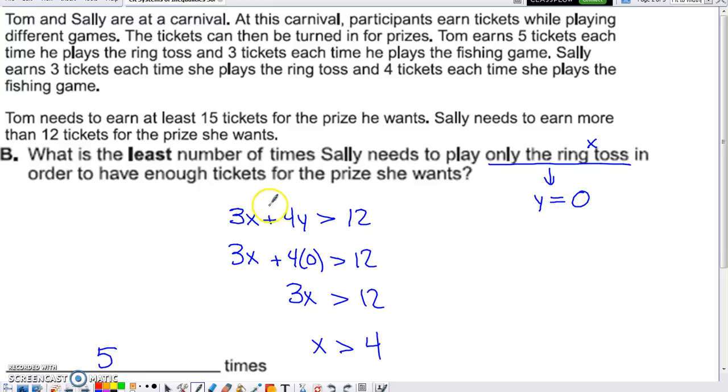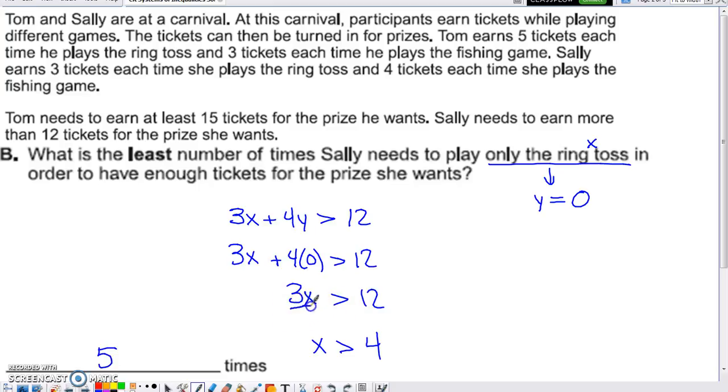So what I did is I took Sally's inequality from that first screen, the one that we came up with at the bottom of part A, and I realized that if she's only going to be playing the ring toss, Y is going to be 0. So I put 0 in for Y. 4 times 0 is 0. That just leaves me with 3x. If she's only playing X, the inequality that I need to solve to figure out how many times she's going to have to play in order to get the number of tickets she needs is going to be this.